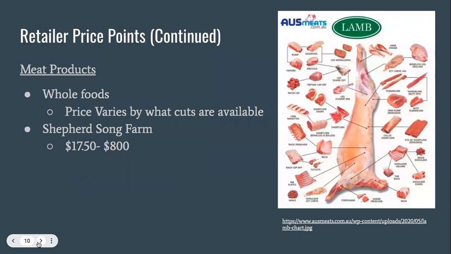And then for the meat products, for Whole Foods, the price varies by what cuts are available. It really just depends what they get in stock. So they could have anything from the shoulder to the leg or the loin or something. It just depends on what they get in and the pricing according to that. But for a more stable market price, like Shepherd Song Farms, they usually run from $17.50, and then a whole carcass would cost you $800.